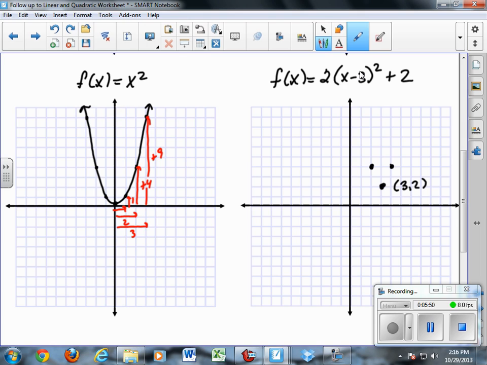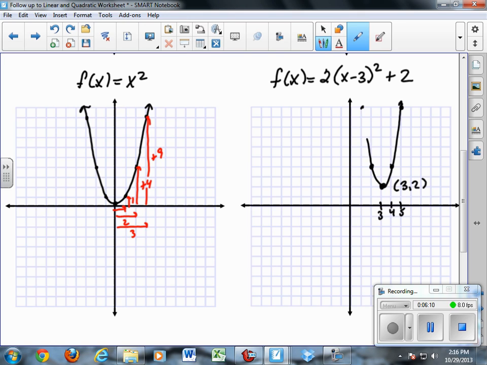Then I could put in the point 3, put in 4, now I could put in 5. If I put in 5 minus 3, that would be 2. 2 squared is 4. 4 times 2 is 8. 8 plus 2 is 10, so I'm up here. So the graph looks something like this.